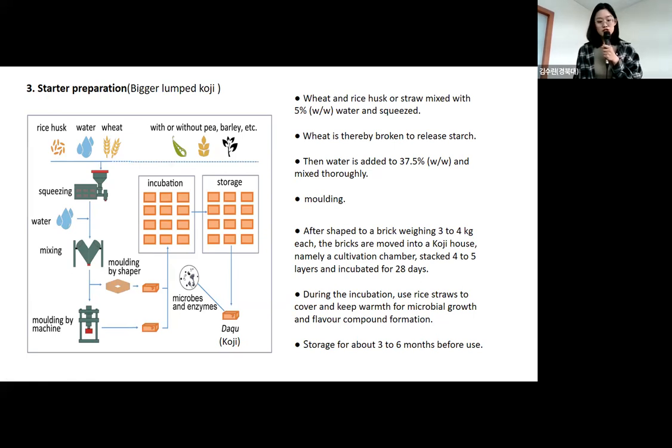After shaping into bricks weighing 3 to 4 kg each, the bricks are moved into a koji house, namely a cultivation chamber, stacked 4 to 5 layers and incubated for 28 days. During the incubation, rice straw is used to cover and keep warm for microbial growth and flavor compounds fermentation. After this process, storage for about 3 to 6 months before use.